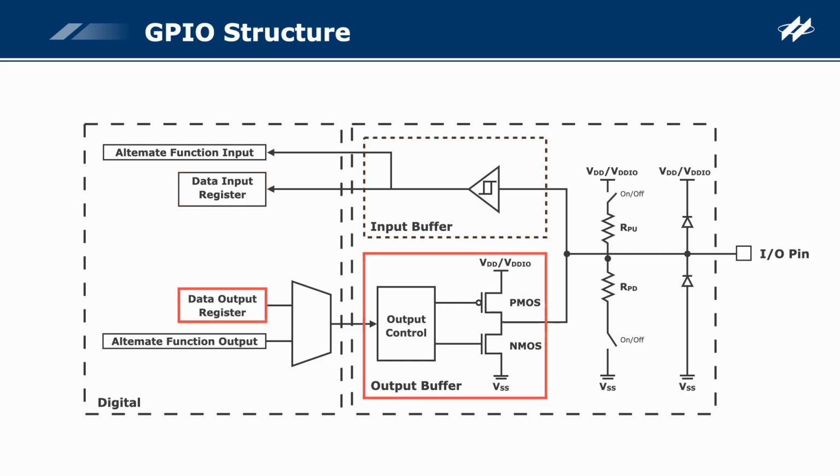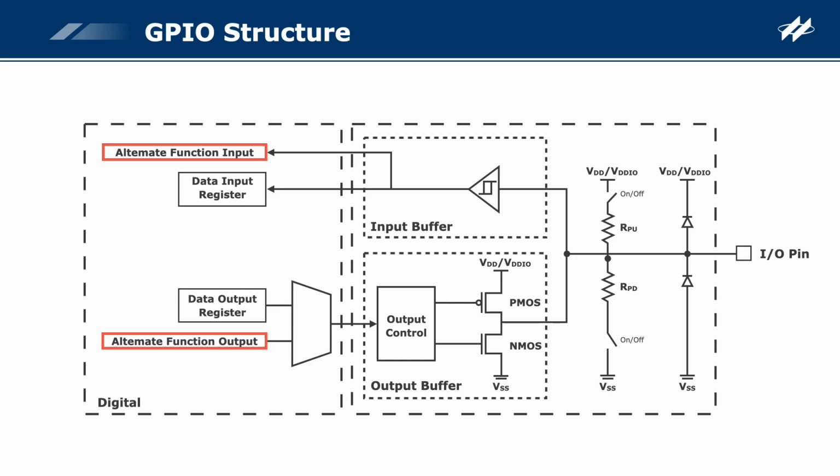The output circuit is used to output the signal from the data output register. The signal is then output to the output control circuit. Using the PMOS and push-pull mode will generate a high level when the PMOS is turned on to connect to VDD or VDDIO, or a low level when the NMOS is turned on to connect to VSS.